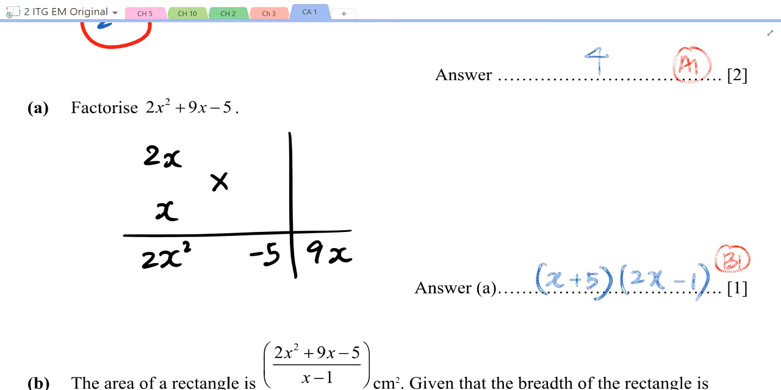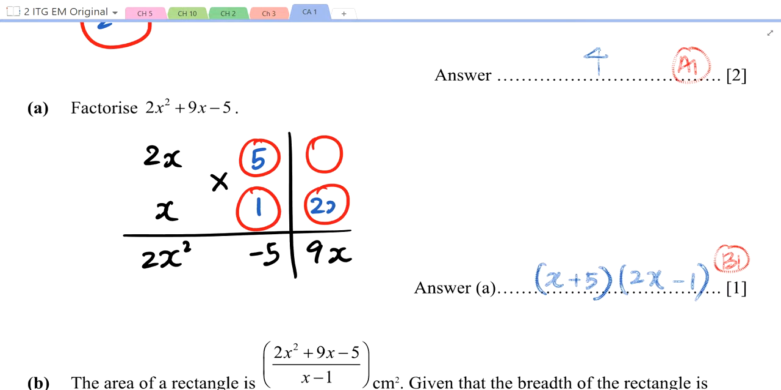Okay, so now we need to fill in the blanks over here. What times what gives me 5? You only have one option, right? 5 and 1. 1 and 5. Okay? So, do you want to put a 5 here and a 1 here? Do you want to? Really? If you do this, you will get 2x and 5x. Will you ever get 9x? No, right? So, we need to switch it around.